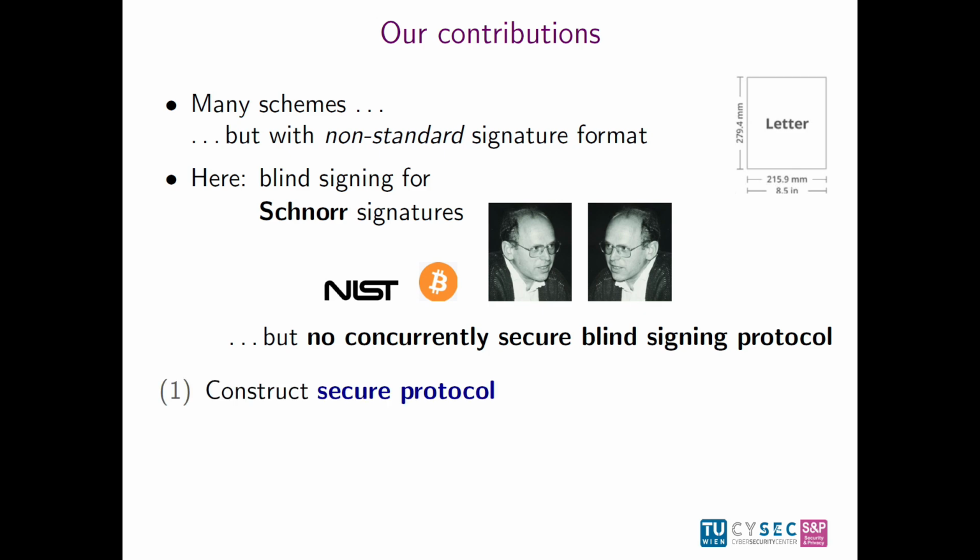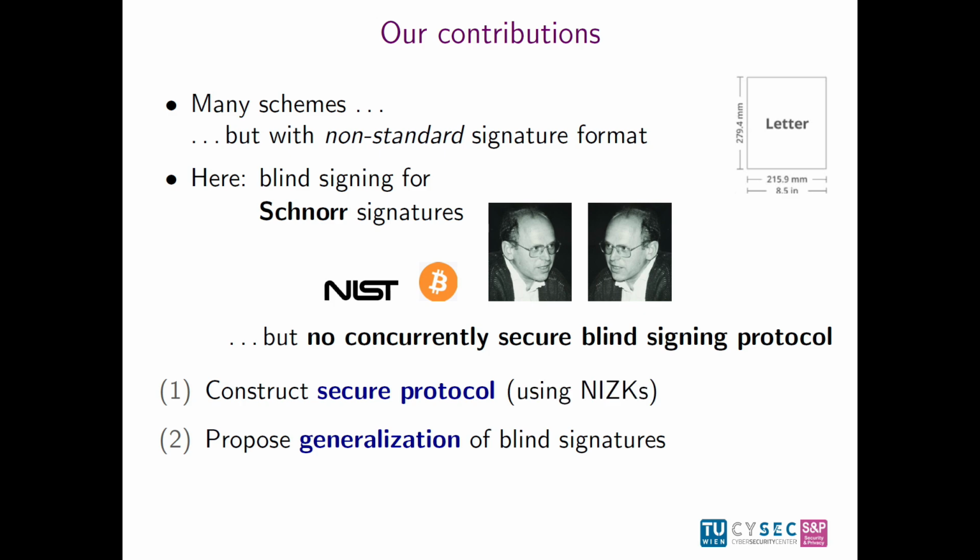So in this work, we propose a protocol for blind Schnorr signing, and we prove it's secure. We also introduce a generalization of blind signatures. And since our protocol uses kind of heavy tools, namely non-interactive zero-knowledge proofs, we also give various implementations to assess the efficiency of the scheme and its practicality.